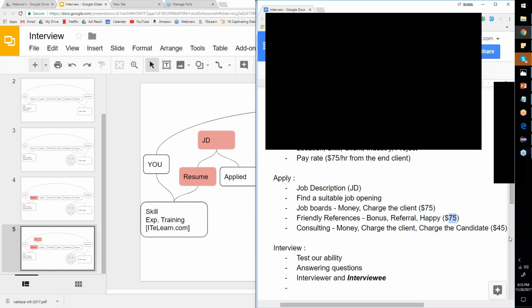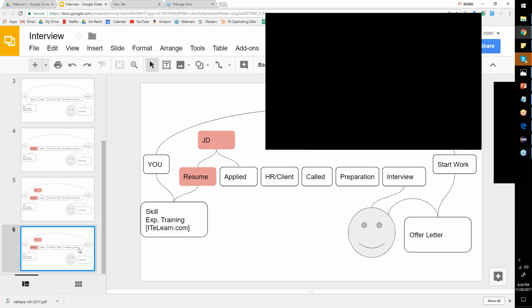Then why are we giving the $30? Let us assume this is the way we are going. Job boards you're applying, friendly references are there. You're doing all these things. You're okay from 75 to 45. Where is the 30 going? Can someone tell me? Where is the $30 going?